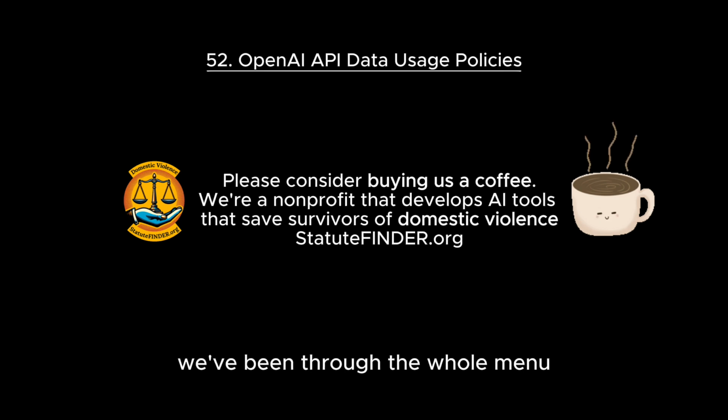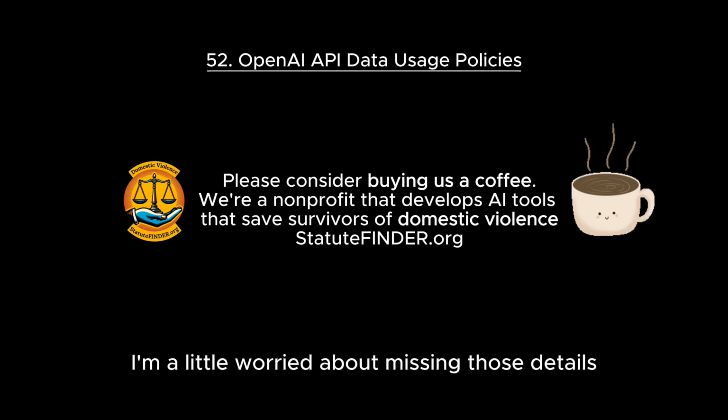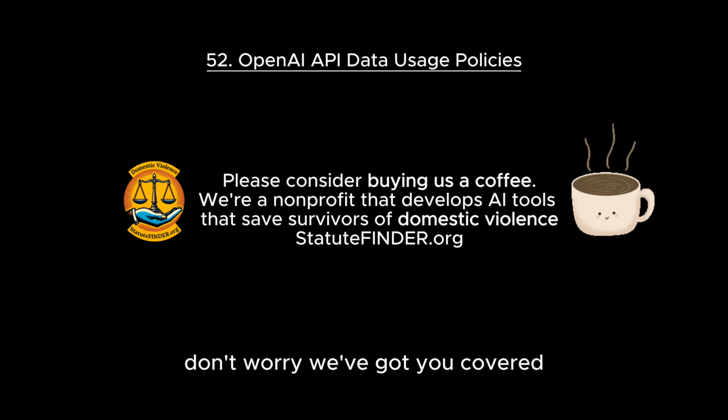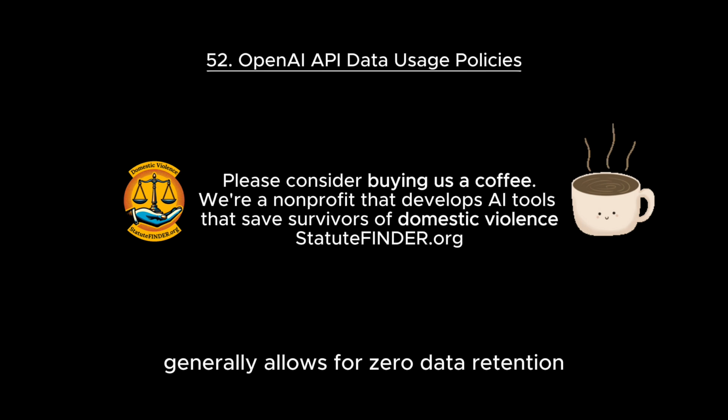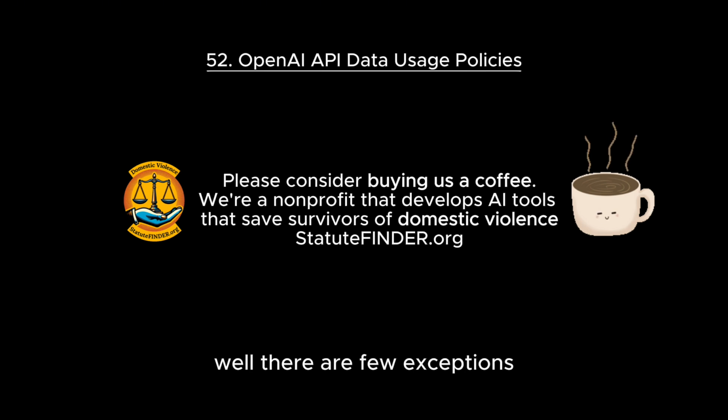We've been through the whole menu. But the document also mentions some quirks and exceptions. I'm a little worried about missing those details. Don't worry, we've got you covered. Let's take a look at some of these finer points. For starters, remember how we said that /v1/chat/completions generally allows for zero data retention? Well, there are a few exceptions. Okay, here we go. Exceptions.